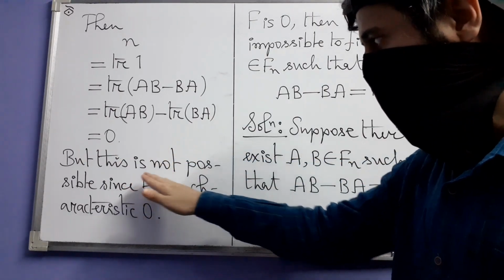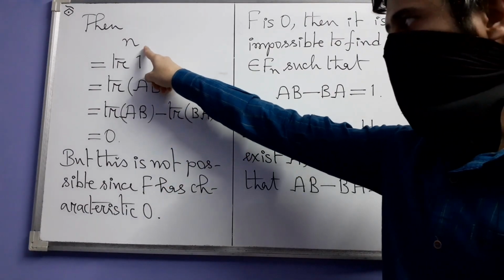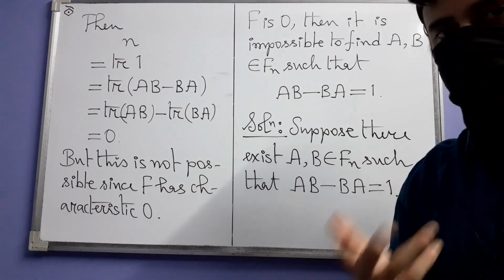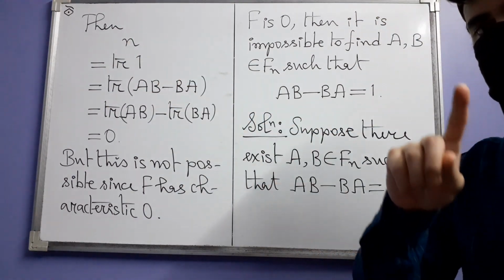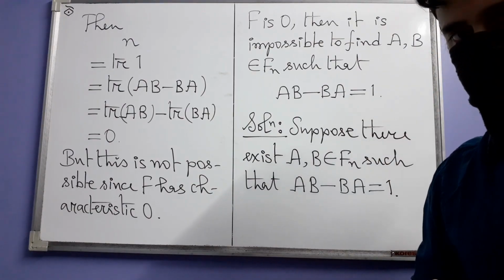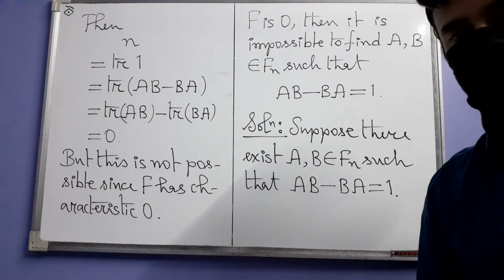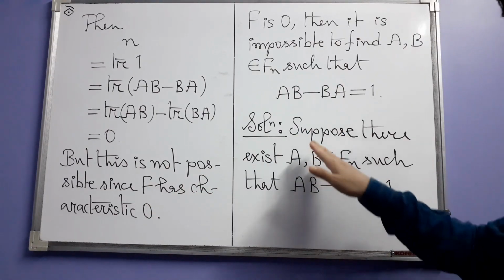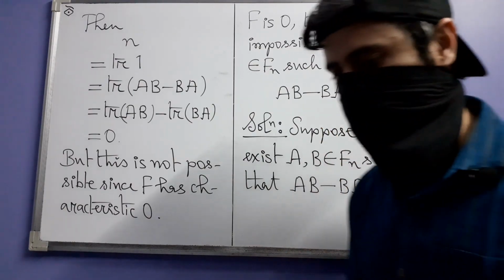However, we are in a field of characteristic 0. So no positive integer should be equal to 0, or more precisely, no positive integer times the unit element of the field, 1, which is what n actually means, should be equal to 0. And that happens because F has characteristic 0, which means that this supposition is false, and that proves the claim.